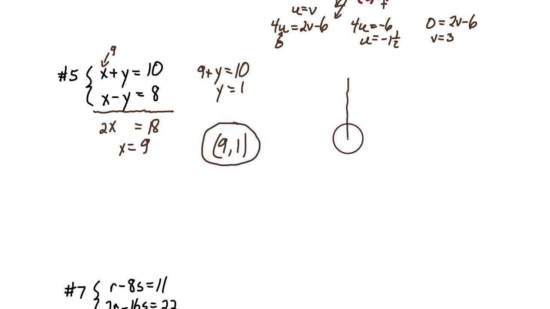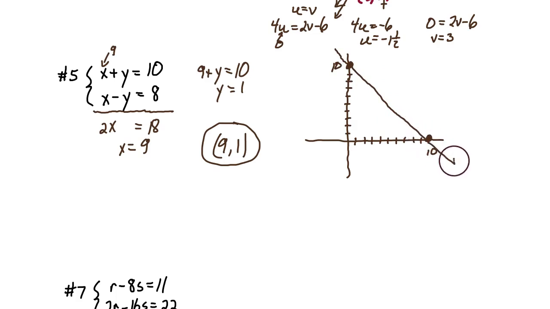Now let's graph that. The first equation has an x-intercept at positive 10, and it has a y-intercept at positive 10. This line is the graph of the first equation.